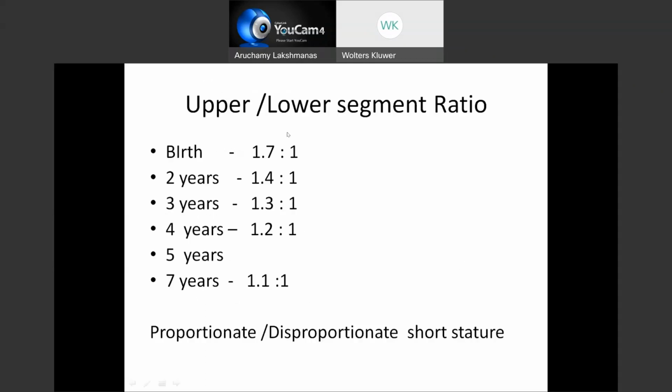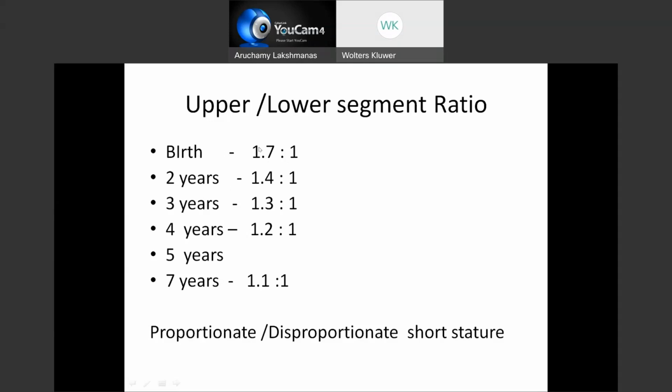Now coming to the upper segment to lower segment ratio, just remember these important points. Birth is 1.7:1. By 7 years it is 1.1:1. For 2, 3 and 4 years, you just put the inverse, 4:3:2. So by 2 years it is 1.4:1, by 3 years 1.3:1, 4 years 1.2:1. At 7 years 1:1, and for adults it will be 0.9:1.